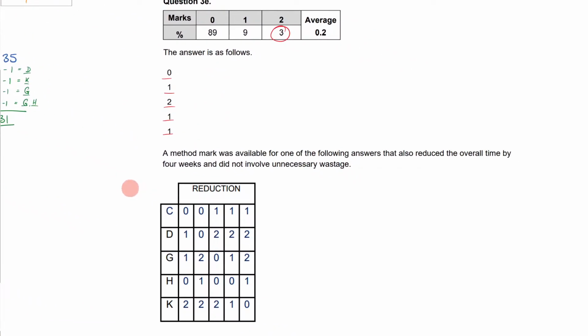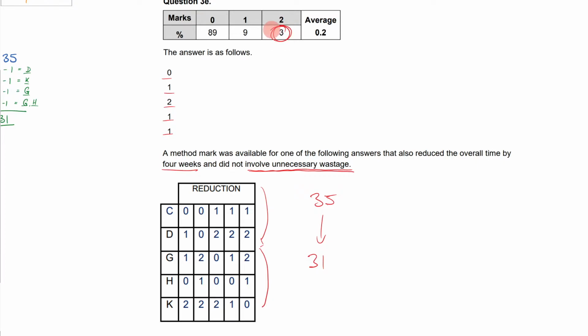Now it says that a method marker was available for one of the following answers that also reduced the overall time by 4 weeks and did not involve unnecessary wastage. So here they awarded you 1 mark if you went from 35 to 31, so you reduced it by 4 weeks and you didn't have unnecessary wastage there. If you ask me, it looks like they were kind of looking for something to give you a mark on because so few people were able to do this at all.